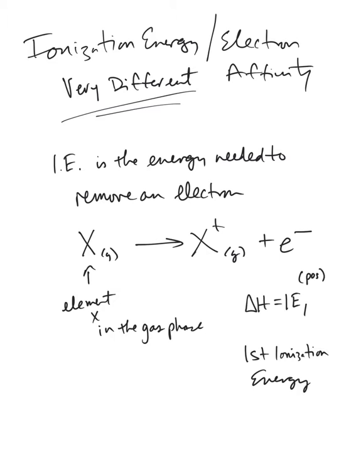Ionization energy and electron affinity are very different in terms of what they're describing and the numbers that you see, although they're in the same chapter because they have something to do with each other. So here's what I mean.